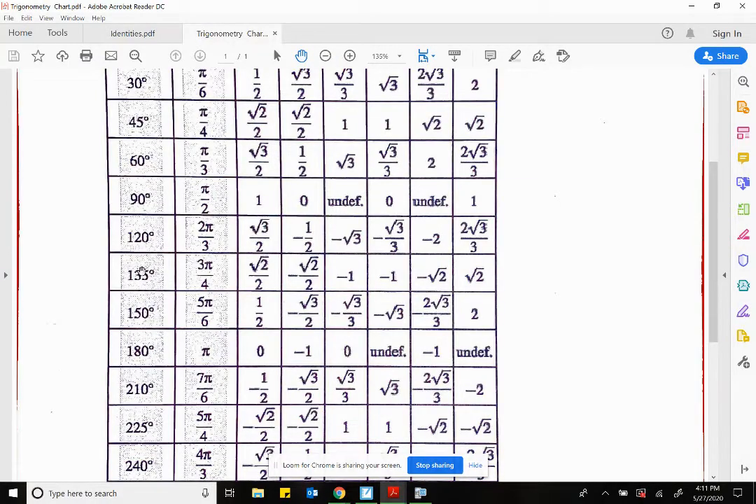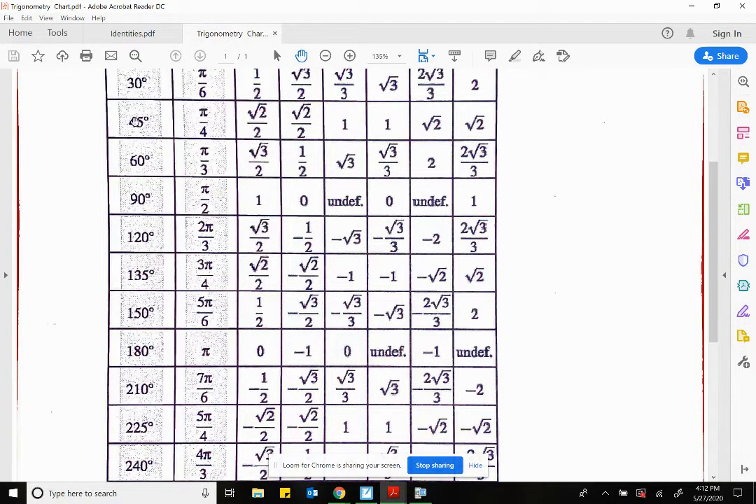I could take 135 minus 30, or in other words, 3 pi over 4 minus pi over 6. That will give you 7 pi over 12. There are lots of combinations. It doesn't really matter which one you use. I'm going to show you both the addition and the subtraction, and I'm going to use the ones that I talked about. So I'm going to use the addition first.